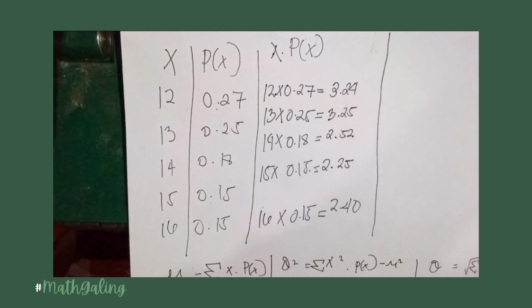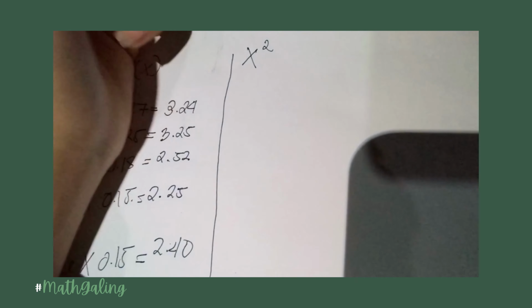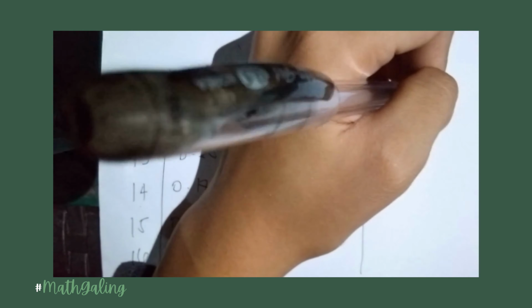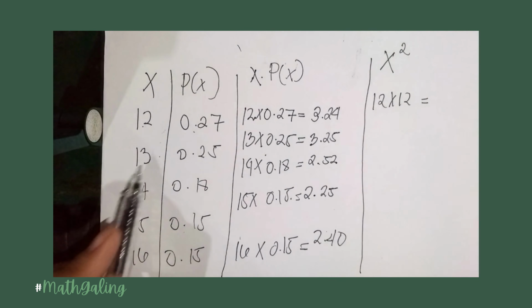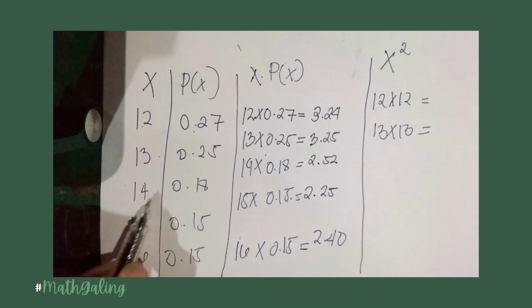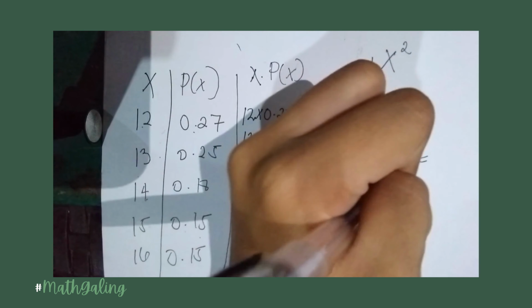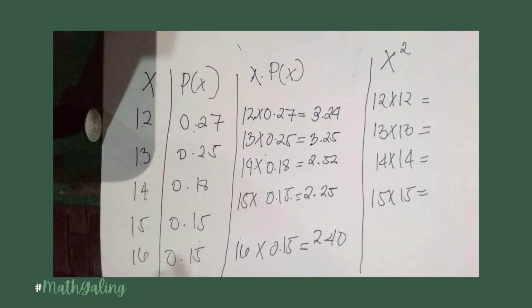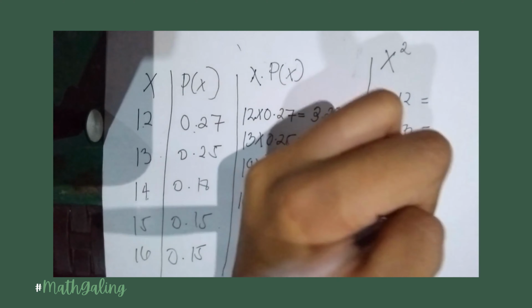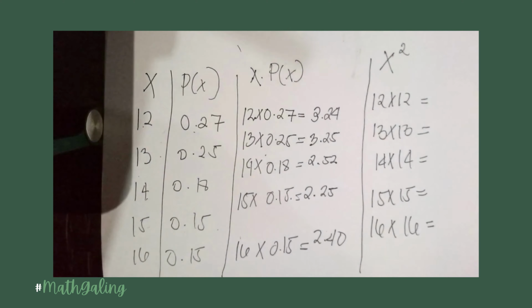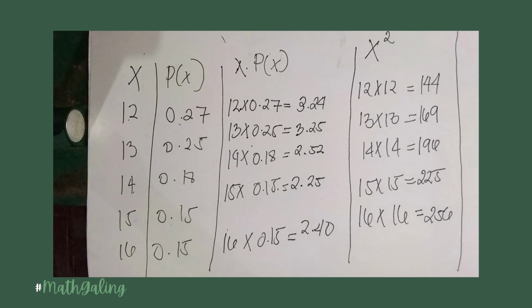Next, we determine the squares of our possible values. We have X squared. And next is multiply by itself: 12 times 12, 13 times 13, 14 times 14, 15 times 15, and 16 times 16. And now these are the answers.